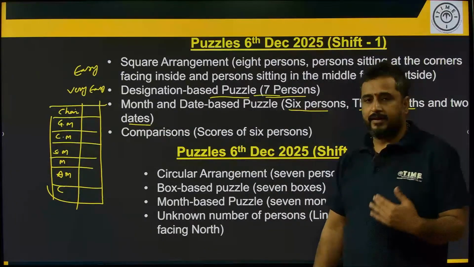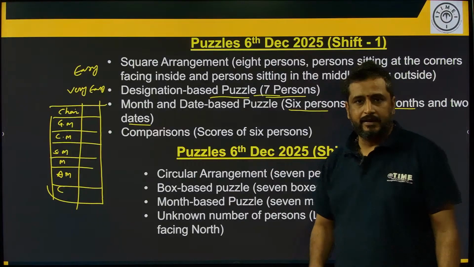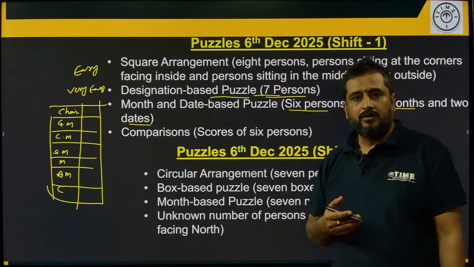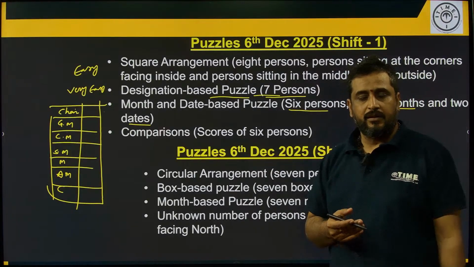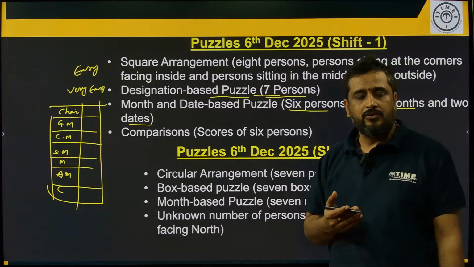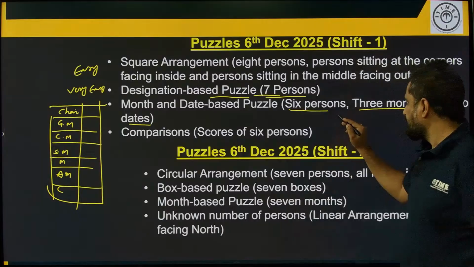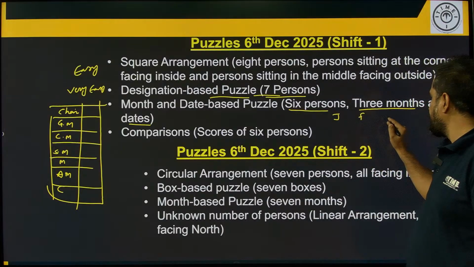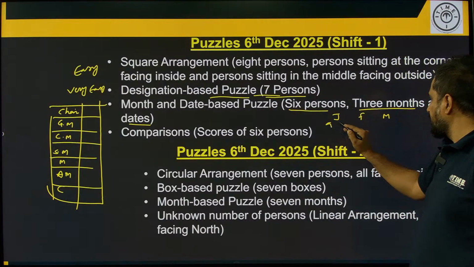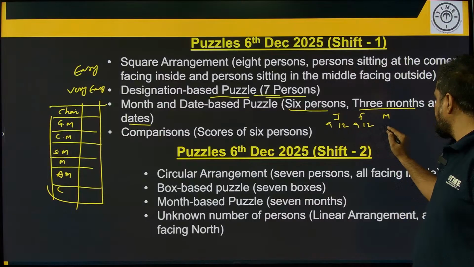Let's say an example. There are 6 people A, B, C, D, E, F, and they were born in 3 different months of the same year, Jan, Feb, March, and on 2 dates, 9th and 12th. Then how to take the structure? Let's take a structure: Jan, Feb, March, with 9th and 12th under each, 9, 12, 9, 12, 9, 12.